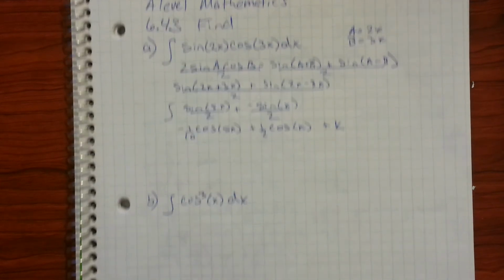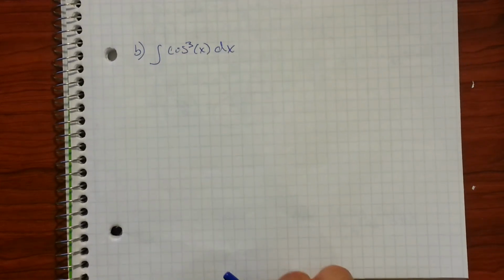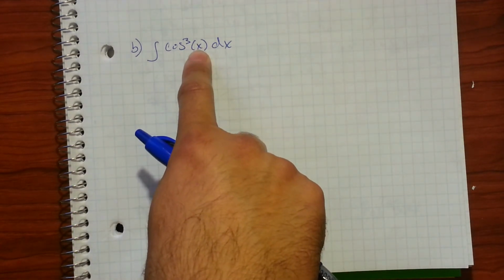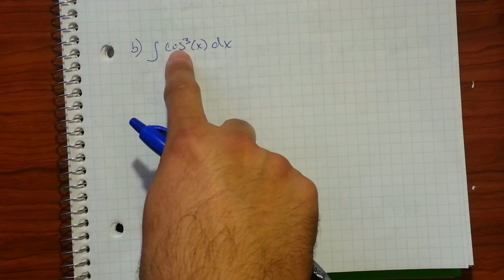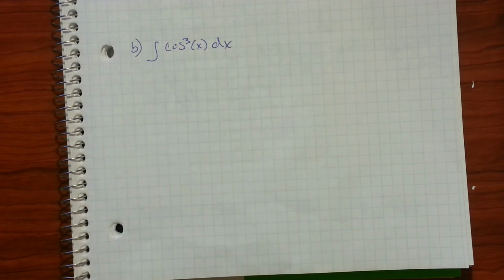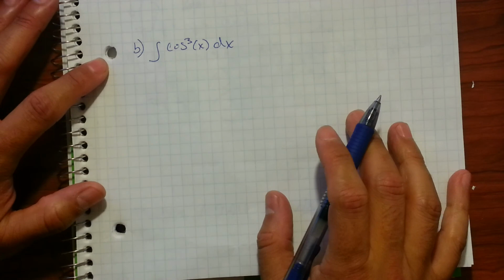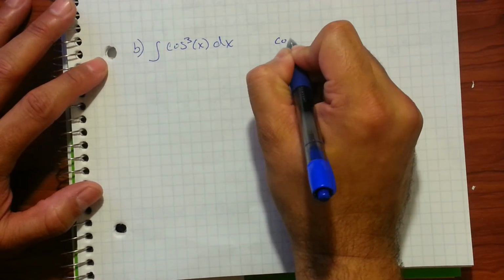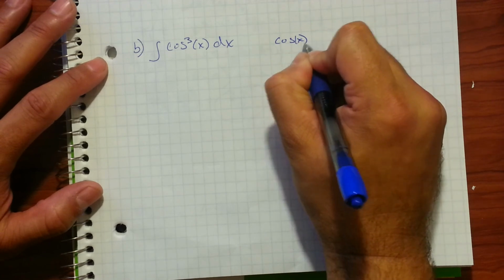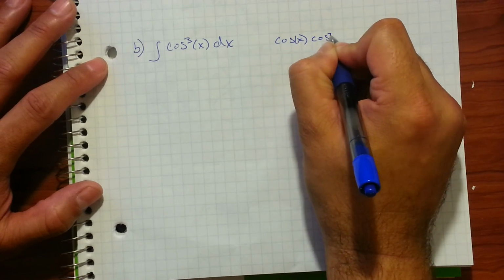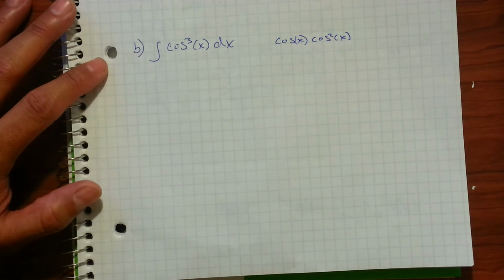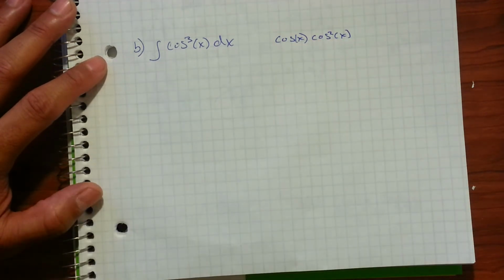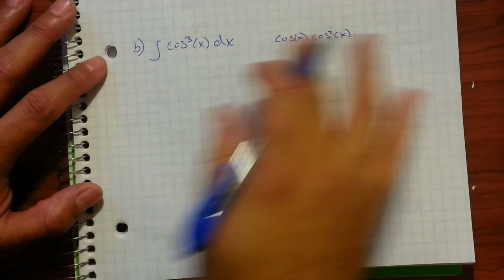Alright, let's take a look at B. So part B right here, we have cosine to the third x. So again, we can't do this because this is cosine times cosine times cosine. So I'm going to rewrite it. Let's rewrite this. So it's going to be cosine x times cosine squared x. Now I do have an identity for cosine squared. So let's bring this over here.